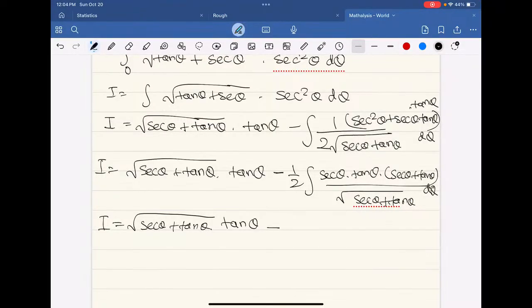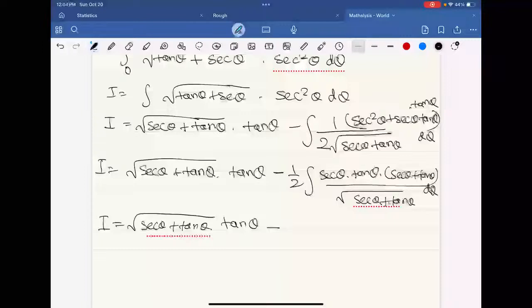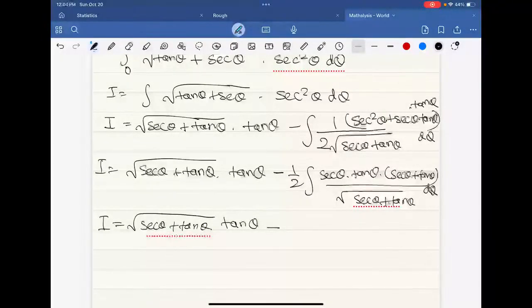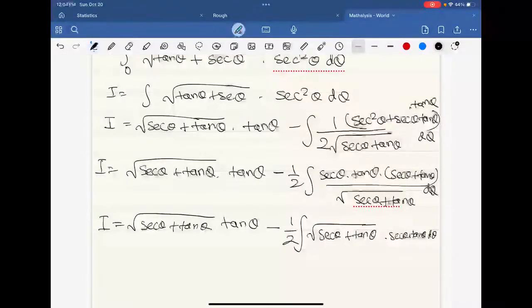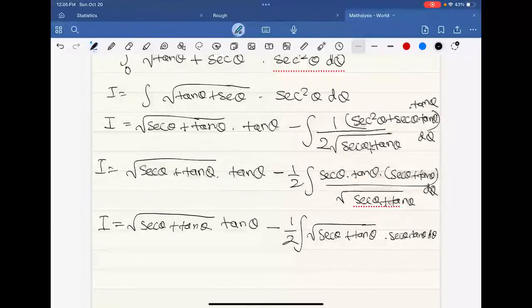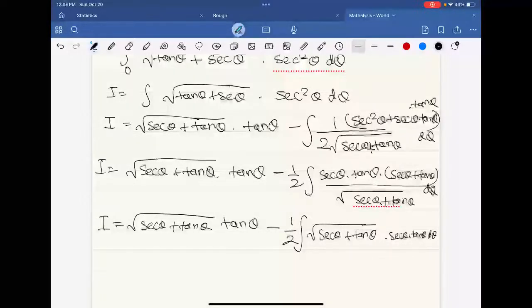Tan theta minus, okay, I'm on the right track. I just differentiated and then I just added that, and the integral of sec square is just tan. I'm on the right track, right? Okay, now this is minus half times square root of sec theta plus tan theta, right, times sec theta tan theta d theta. Okay, is that good? Oh, here's a plus sign that I missed. Yeah, I think it's good. Okay, now let's go ahead.